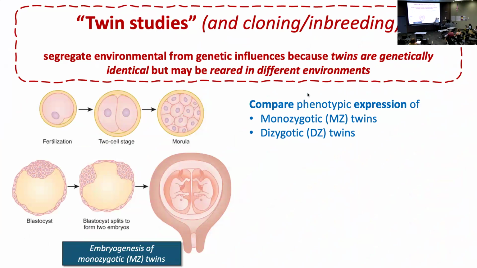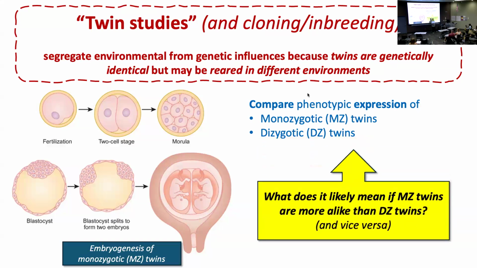Twin studies. It's another way that we can separate G by E, by studying the difference between dizygotic and monozygotic twins, so identical and non-identical fraternal twins. So think about how that might be useful to separate G by E.